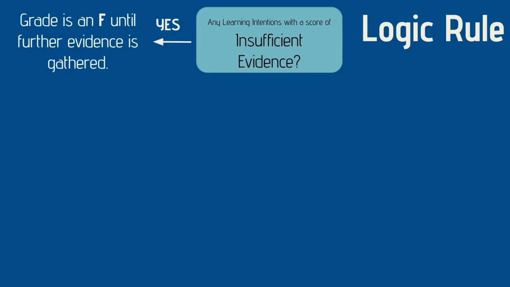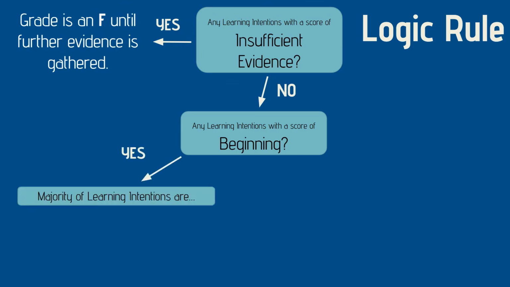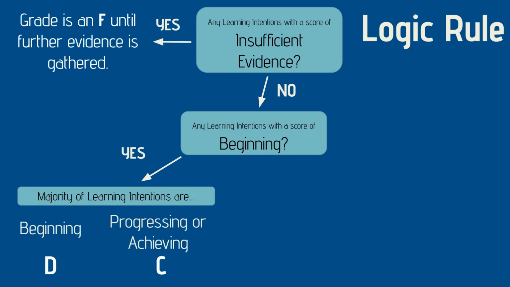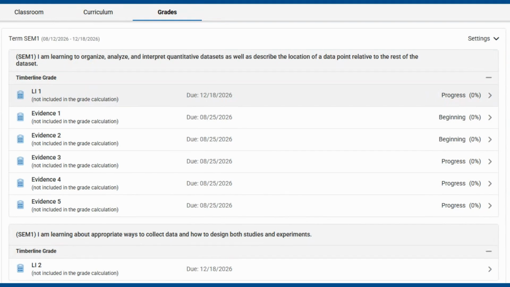evidence of understanding. If the answer is no, then we're going to ask, are any learning intentions scored at a beginning? If the answer is yes, then we're going to look at majority of learning intentions. If a majority are in the beginning level, then that will be a D. If a majority of learning intentions are progressing or achieving, then that will be a C. Now, if your student has no beginnings, we're then going to look at the majority between progressings and achievings. If a majority is progressing, that will be a B, and if a majority is achieving, that will be an A.